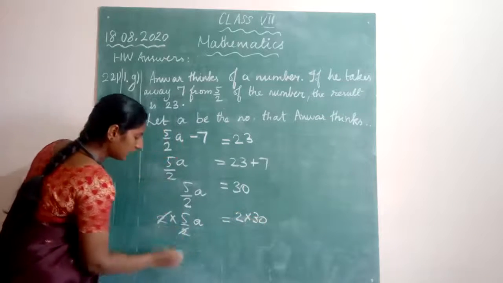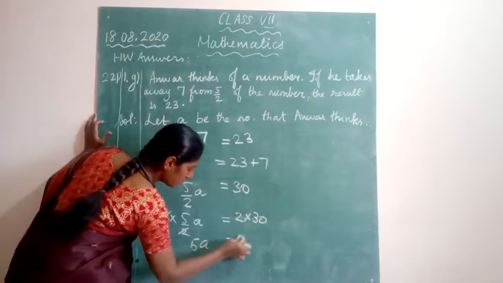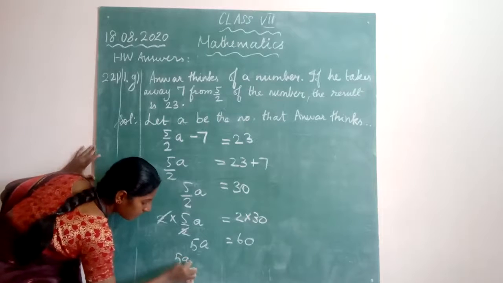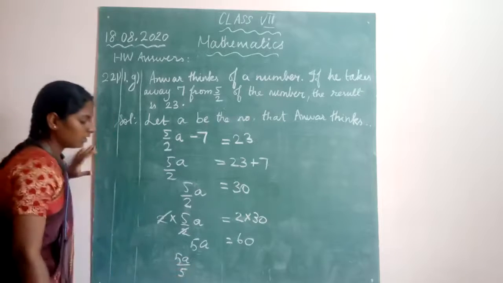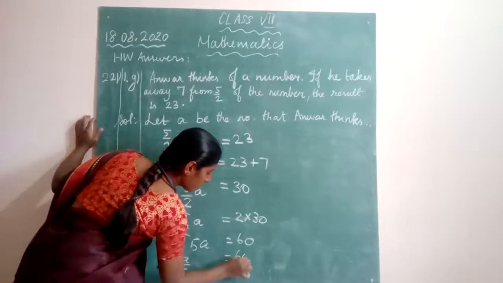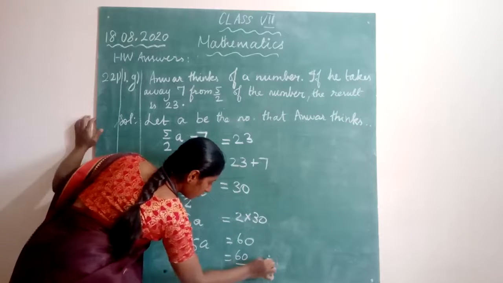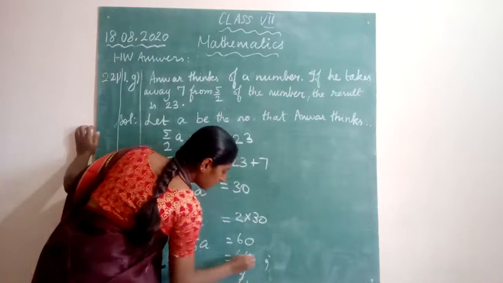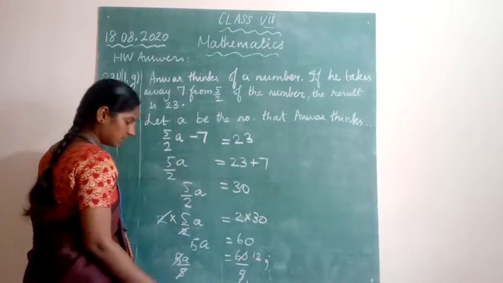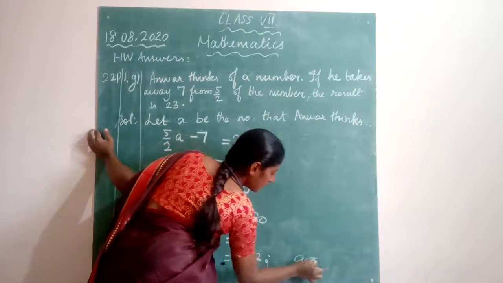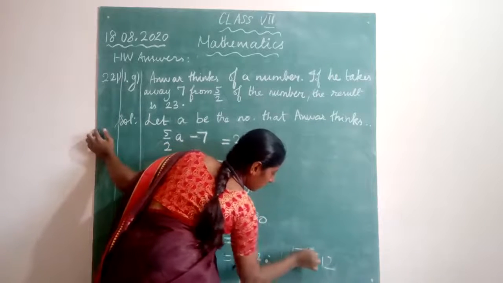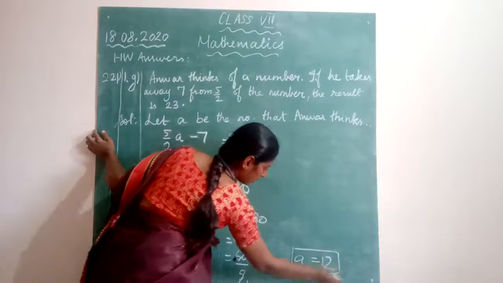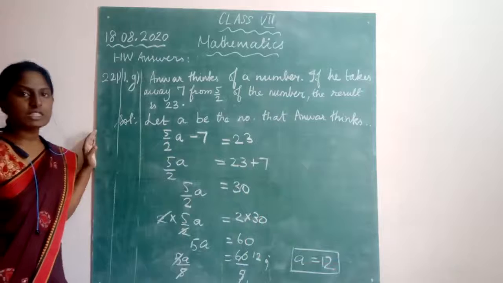2 and 2 will get cancelled. So 5A is equal to 60. Now you have to remove 5, so divide by 5. So what will you have? 5 and 5 will get cancelled. 5 ones are 5 and 5 12s are 60. Okay. So final answer A is equal to 12. So the number Anwar thinks is 12. Is it clear?